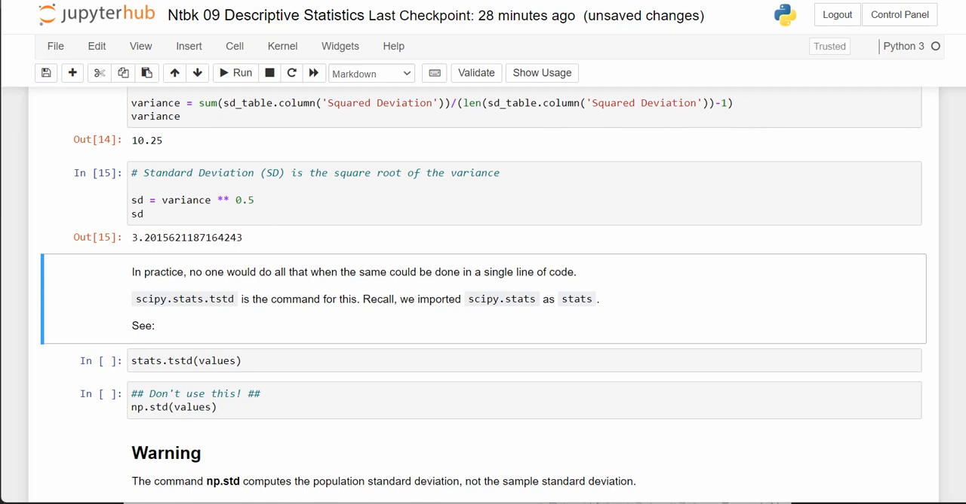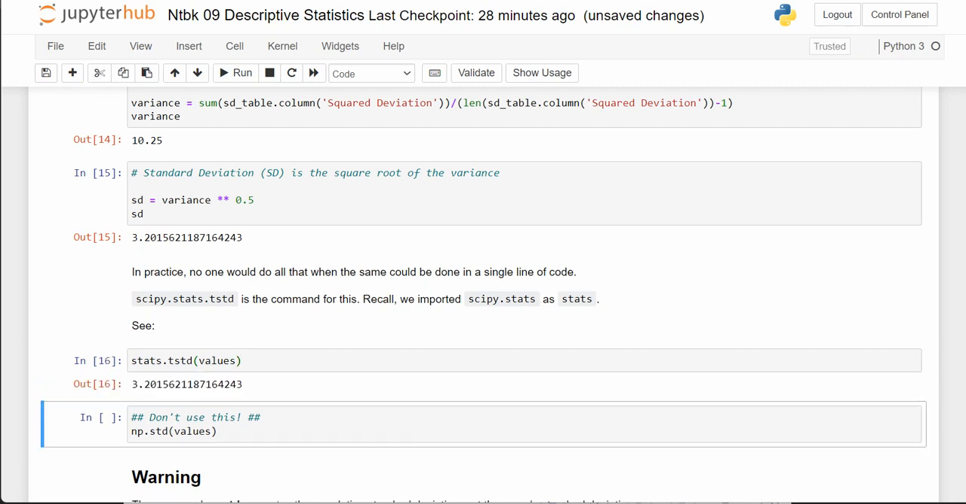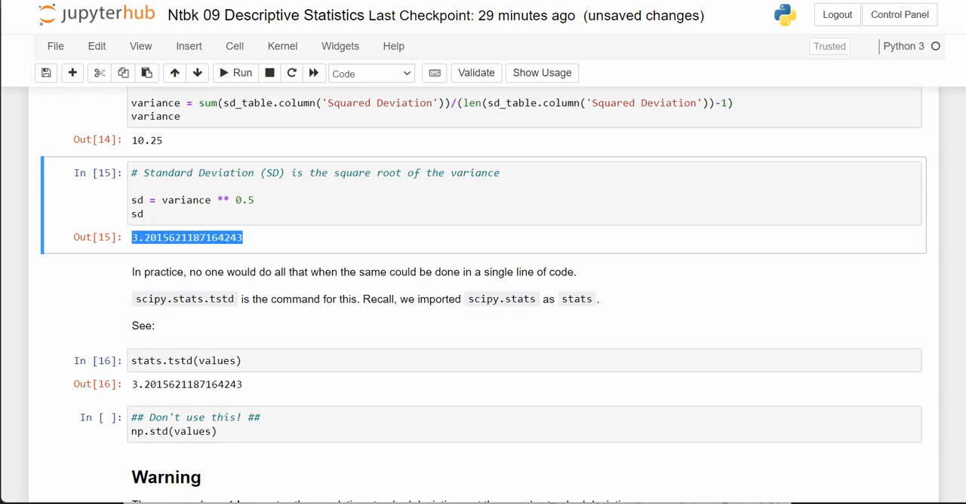Now, what we're going to do is this. The sample standard deviation is in the stats package. So stats.tstd of values, and notice that we get the exact same number that we calculated up here with 4 or 5 steps, and we can do it real quickly right here.